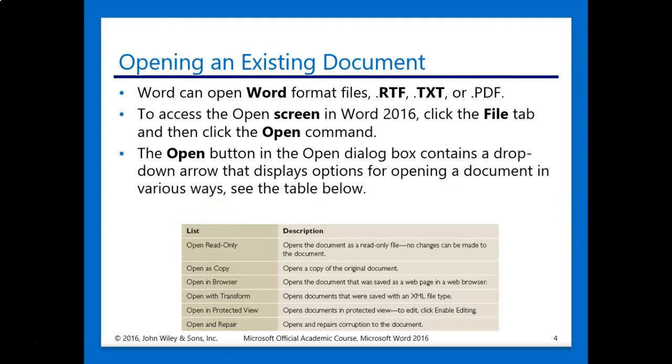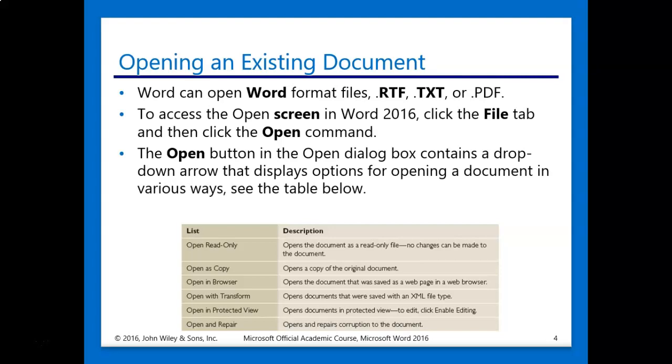You should already know how to open a document, but you also need to know that Word can open not just Word format files, but .rtf, which stands for rich text format, .txt, which is text, or a PDF file. To access the open screen in Word 2016, click the File tab and then click the Open command. The Open button in the Open dialog box contains a drop-down arrow that displays options for opening a document in various ways. In the table below, you'll see the ways that you can open documents.